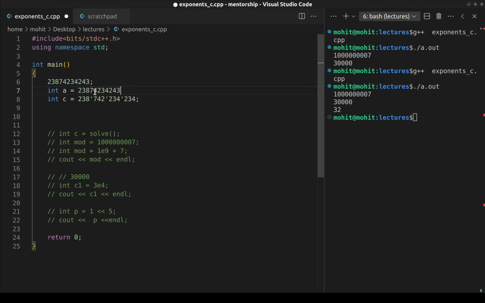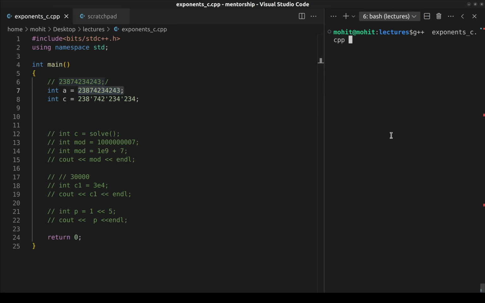Now if you see reading A and reading C, you can judge for yourself which one of them is easier. Reading 238742234234 is a little difficult.